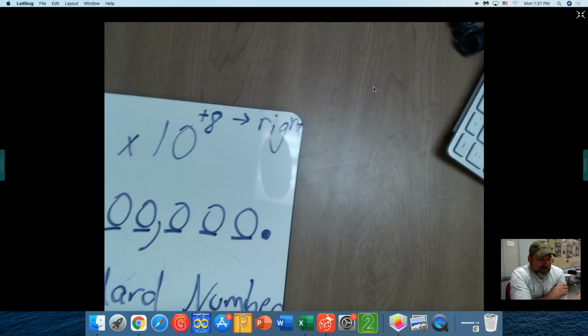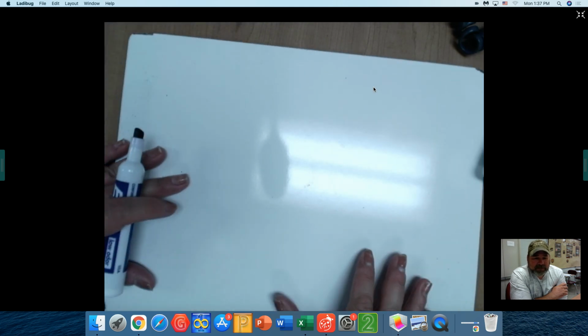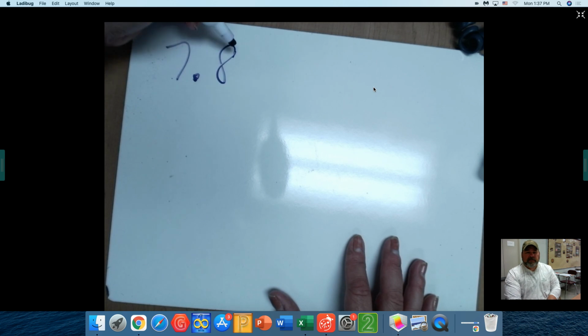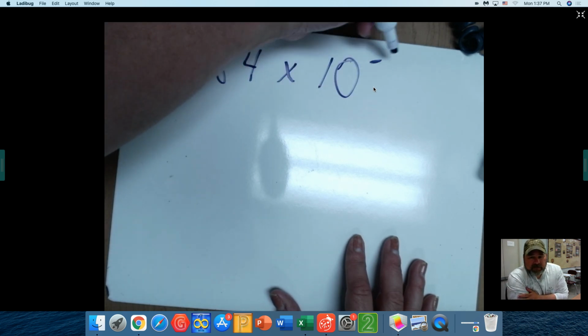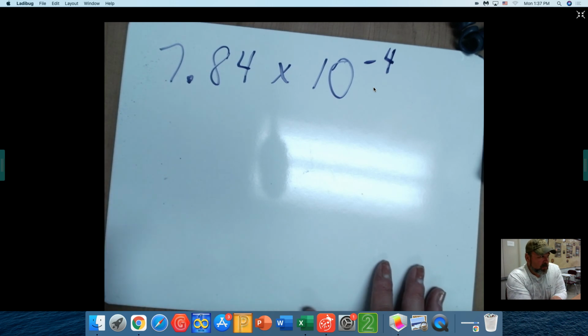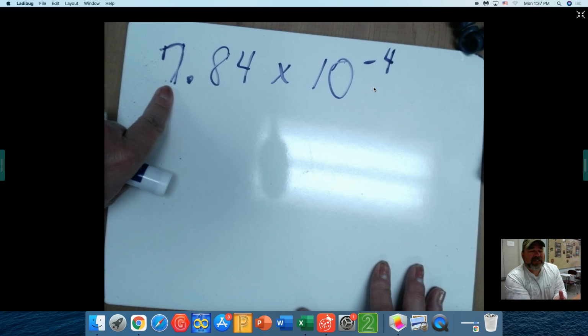Okay, so let's say that it changes to a negative exponent. So we're going to see what happens there. So let's say it's 7.84 times 10 to the negative 4. Okay, so we're still in standard form, right? Even though it changed to a negative exponent, we've still got one number to the left of the decimal in our coefficient. So this is scientific notation, and we're going to move it to standard form.